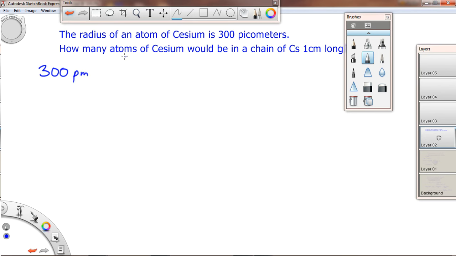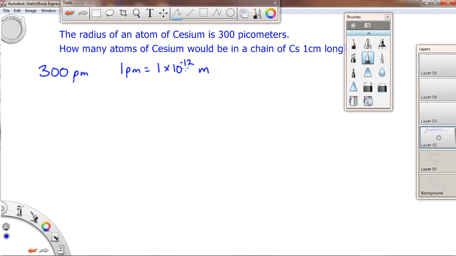A picometer, and if you don't know, I think yours was a nanometer. In your problem, I do remember seeing nanometer. You need to find out what a nanometer is, okay? Or in this case, a picometer. 1 picometer is 1 times 10 to the negative 12th of a meter. Pico means 10 to the negative 12th.